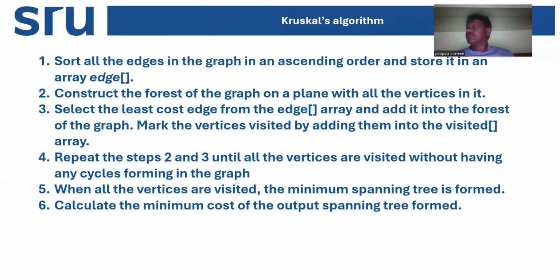When all the vertices are visited, the minimum spanning tree is formed. Calculate the minimum cost finally, that is the spanning tree cost. So the final cost is 10. Same cost, there is no change in the minimum cost, but the pattern will be different.